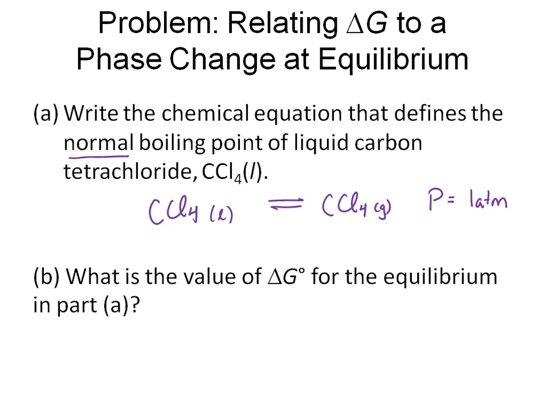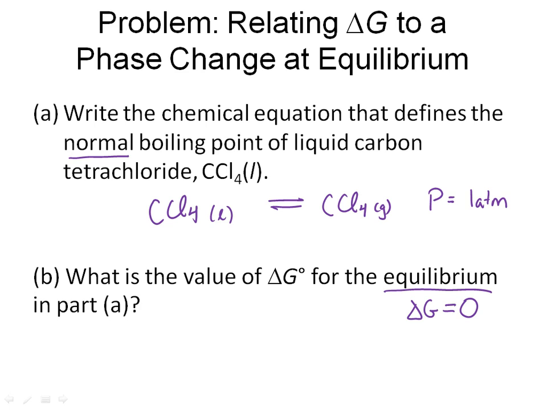Well, hopefully you remember from earlier in the chapter that when delta G is less than 0, a process is spontaneous. When it's greater than 0, it is non-spontaneous. But when delta G equals 0, it is at equilibrium. And since we're talking about equilibrium, it's really just that simple. Anytime we're talking about equilibrium, delta G must equal 0.